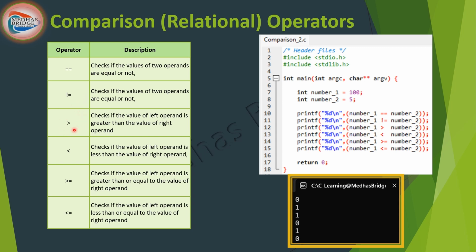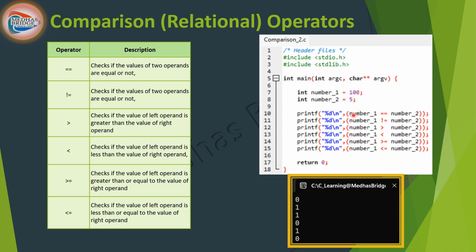So greater than, less than, greater than or equal to, less than or equal to, all of these give output as a logical value, which is true or false. Let's look at a worked out problem, a sample program where I have two numbers and I'm trying all these relational operators to see what the output would be. Number 1 is 100, number 2 is holding 5.